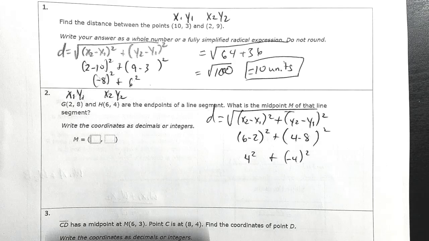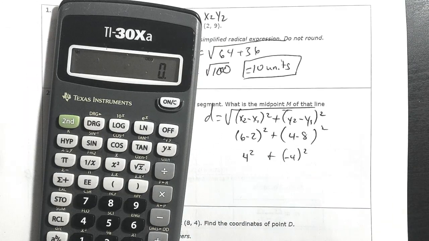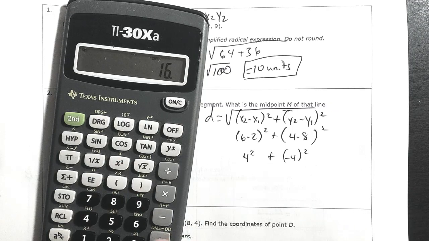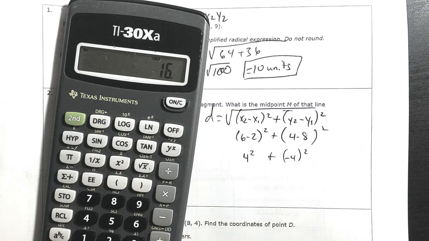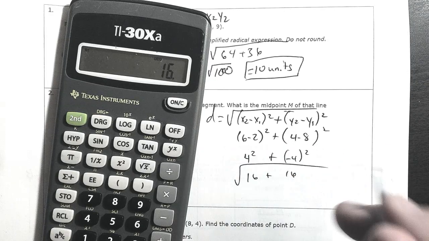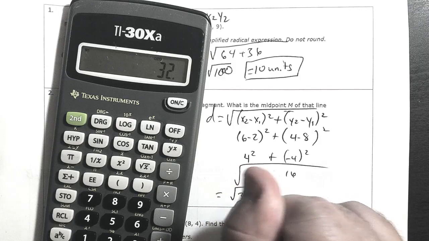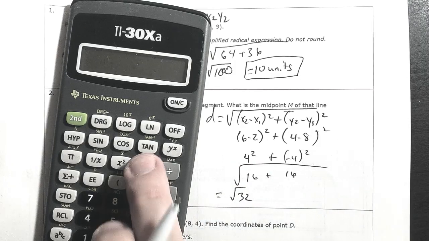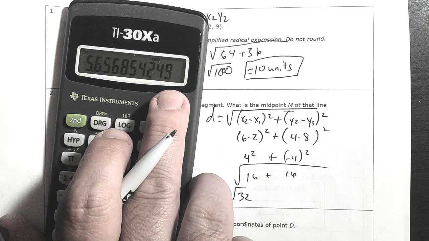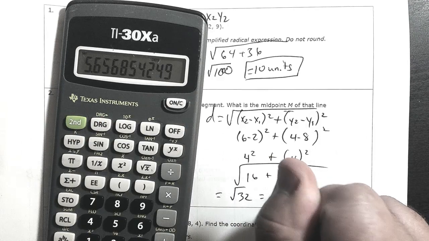So let's take this over here. So remember, we square a negative, it's going to be a positive. See, negative 4 squared is 16 plus 4 squared is also 16. Now we'll put it under the square root sign. So we have 32. And the square root of 32 is, yeah, that's what I thought. It's going to be 5.65, we would round that to 5.66.